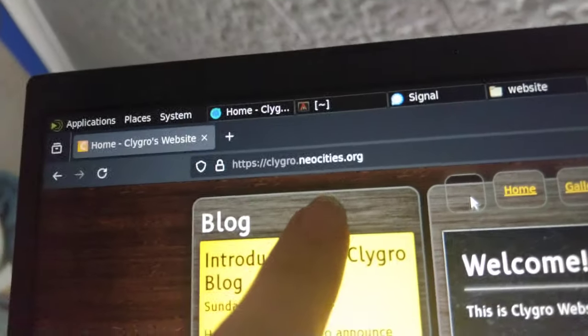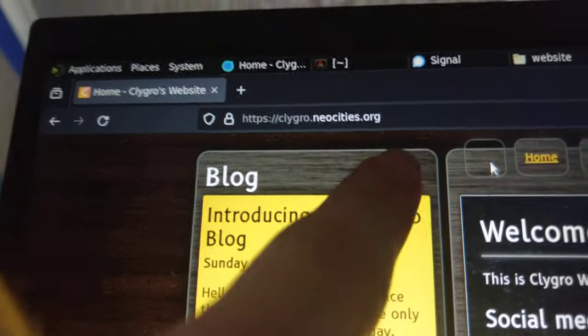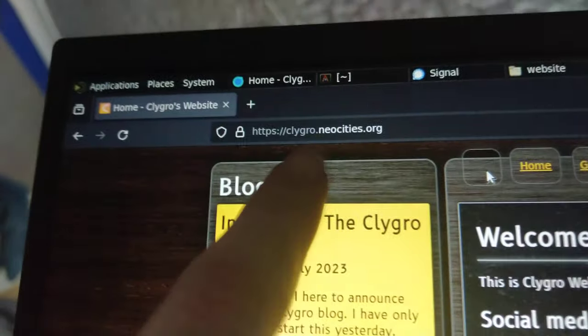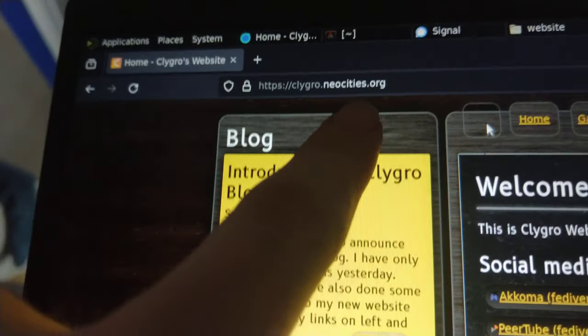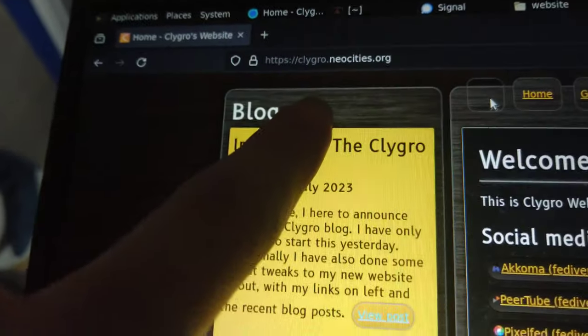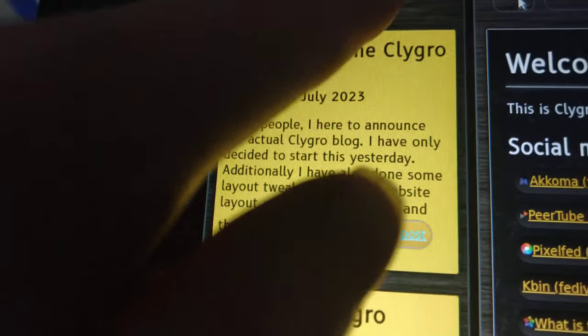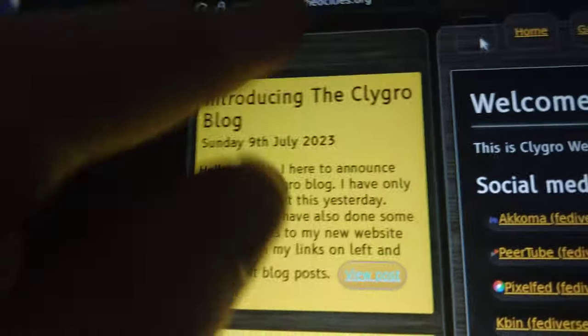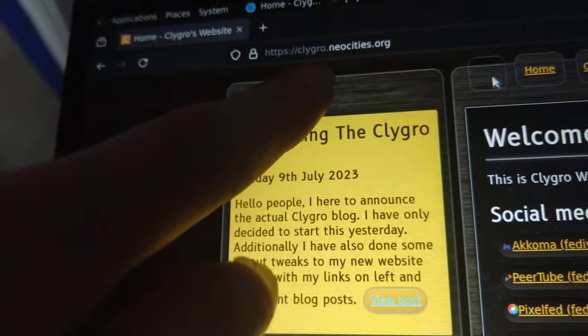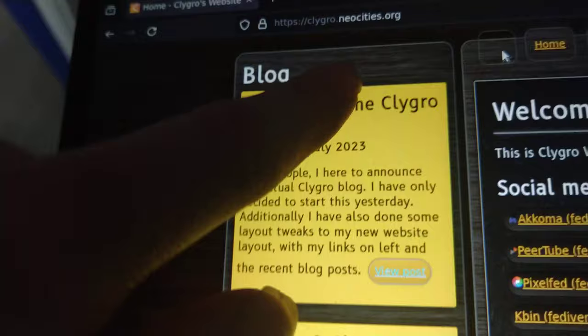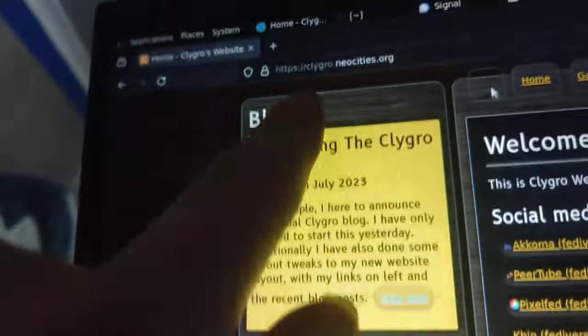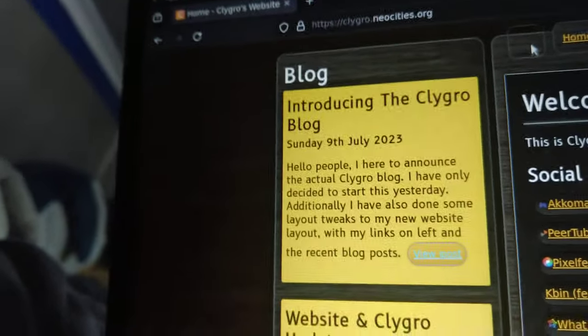First off, Clygro website v7 is now available. However, currently the URL is clygro.neocities.org. This will be clygro.cc eventually, when I give Neocities money. However, I don't have enough money to get Neocities supporter. So, Clygro website v7 is currently available on here. Eventually, it'll be available on clygro.cc.